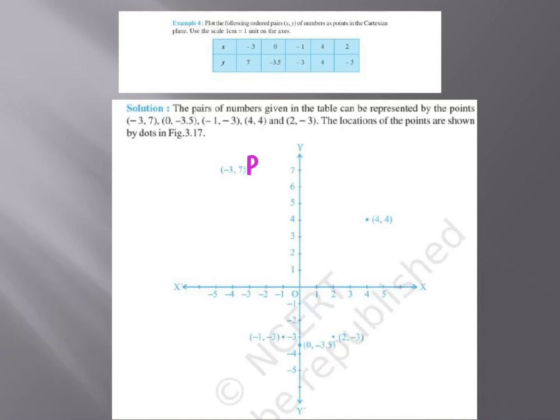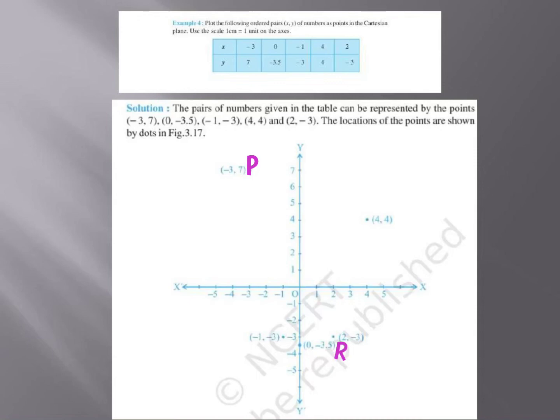Now here, since the x coordinate is 0, that point will lie on the y-axis. Students, you have to keep in mind that a point whose x coordinate is 0 will lie on the y-axis, and a point whose y coordinate is 0 will lie on the x-axis. Here the point is (0, -3.5). So you have to plot it exactly between 3 and 4 on the y-axis, that is along OY dash. And here you can see that it is represented by point R.